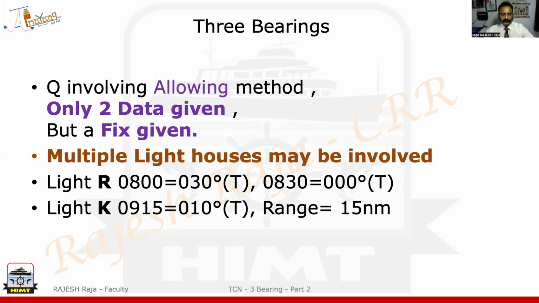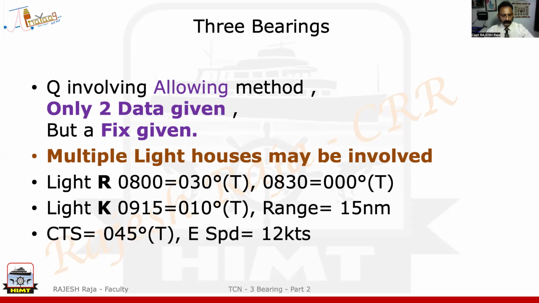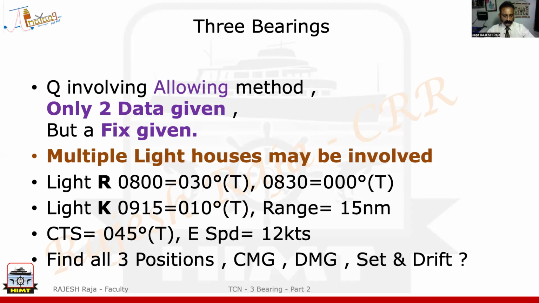So let us see how to go about it, and he has to give me the 2 data as I mentioned. So it will be, let us say, CTS and engine speed of 12 knots. He's asking me to find the remaining components of your chart work triangle. So I mentioned it: CMG, DMG, and set and drift, and all the 3 positions also.